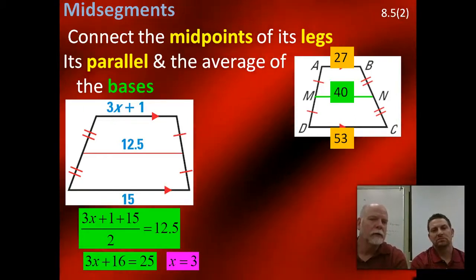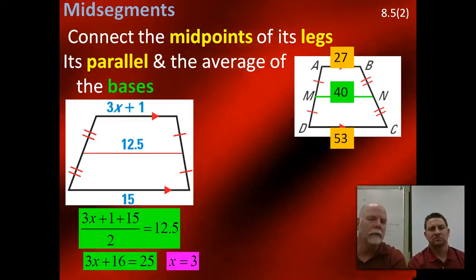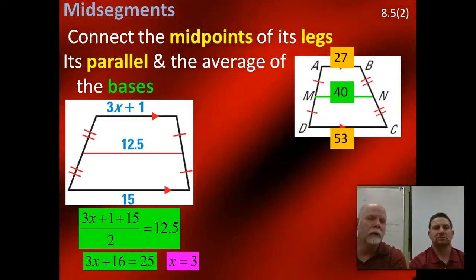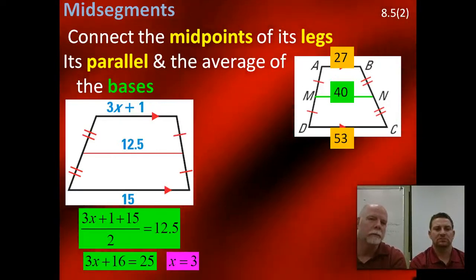Notice each of these diagrams are telling you that it's the midpoints of the 2 legs because of the congruent segments that are shown there. That's another way of showing that it's a midpoint besides just telling you that it's a midpoint.